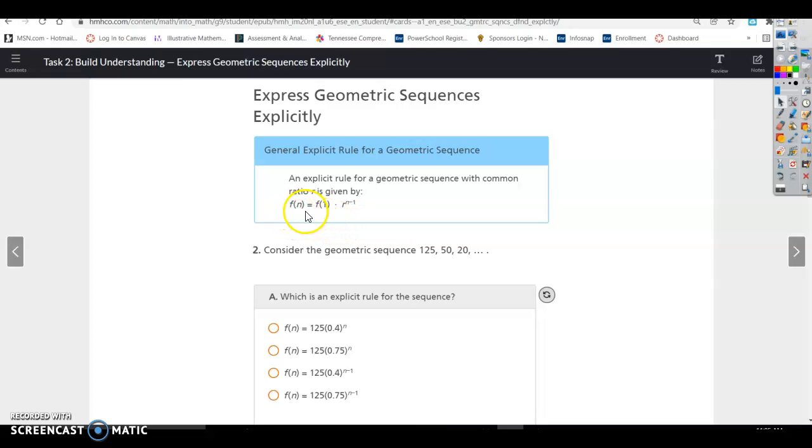F of n equals your first term times your ratio raised to the n minus 1 power. All right, so it says consider the geometric sequence 125, 50, and 20. So what is an explicit rule for this sequence? Well, we can see that f of 1, our first term, is 125. Each of these has the same first term, so that's not enough to help. We also have to find the common ratio.